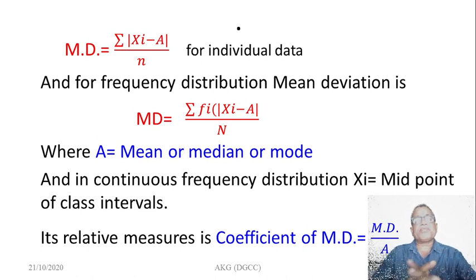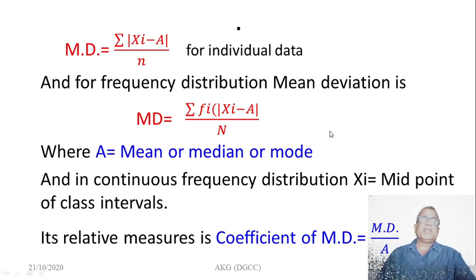This formula is for individual data, but in case of a frequency distribution we use the formula: mean deviation is equal to summation fi into mod xi minus a divided by N. Capital N means the sum of the frequencies. And here a means the average, and the average may be mean, median or mode.